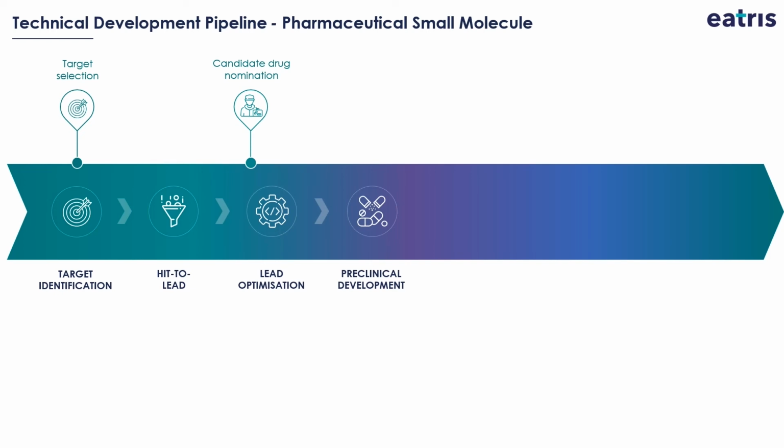Toxicology studies are used to demonstrate that the candidate drug is sufficiently safe to administer to humans. The information collected through this phase is then used to request approval to conduct a first-in-human clinical trial, the FIH application. Once you obtain approval, you can start with the clinical development.